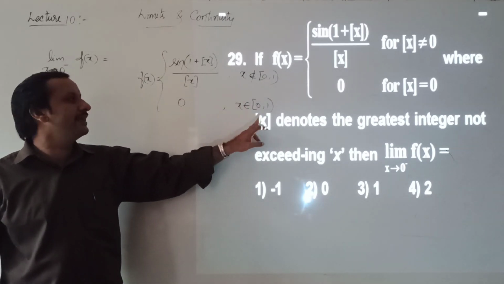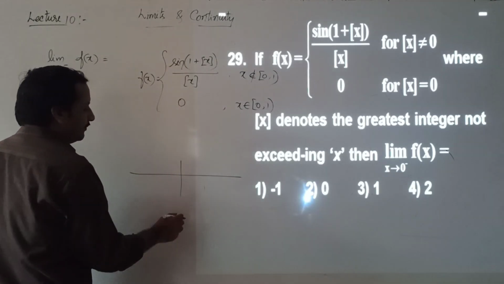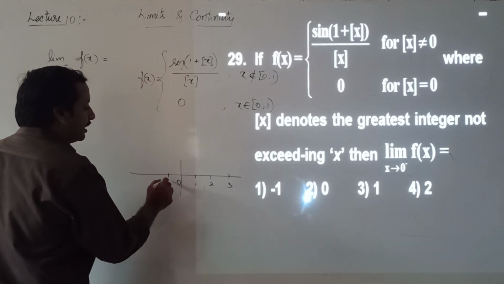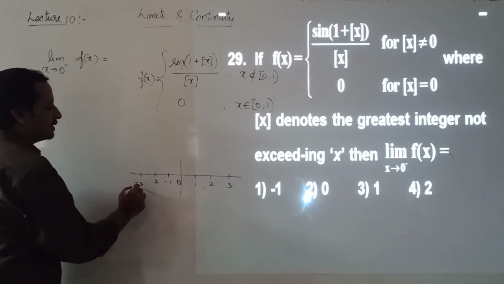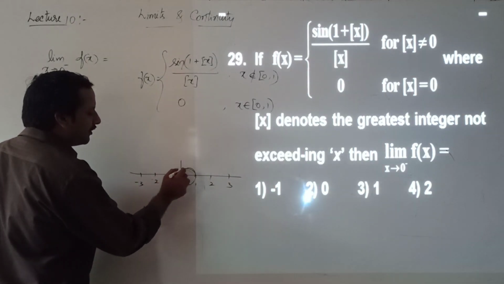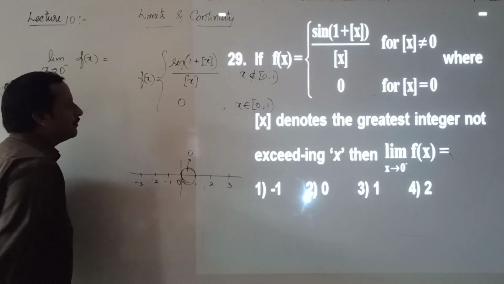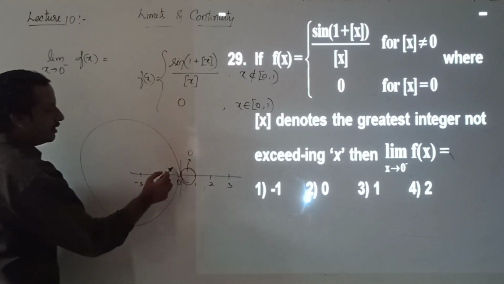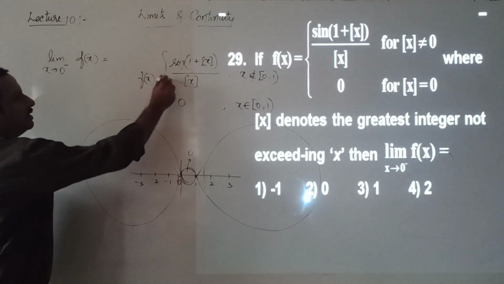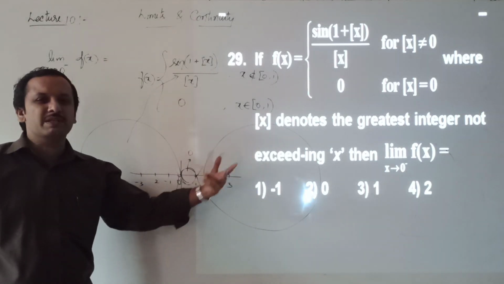Now we are finding the left hand limit, therefore this is what we have to consider. See, this is our real line. This is 0, 1, 2, 3, etc. Minus 1, minus 2, minus 3, etc. From 0 to 1, in this interval, the function is defined as zero. But everywhere else, here as well as here, the function is defined as sin(1 + [x]) divided by [x]. Here also sin(1 + [x]) by [x].